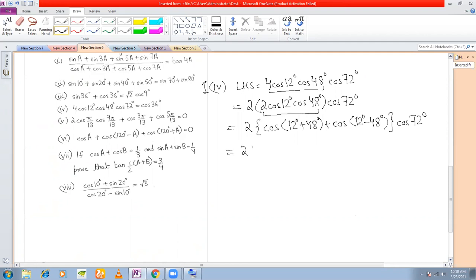Now see what happens. What do you get? You get twice cos 48 plus 12 is 60 plus cos 12 minus 48 is minus 36. There's a negative sign here. So when the negative sign gets absorbed, I'll simply write cos 36 into cos 72 degree. Now what you do is, cos 60 is half. Put it.